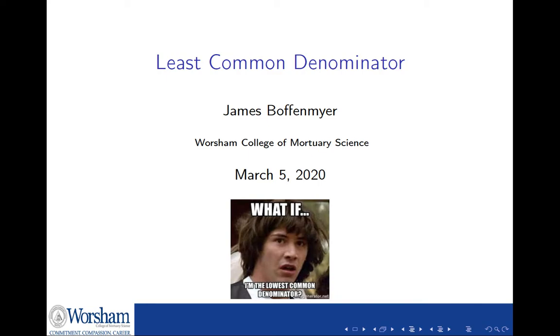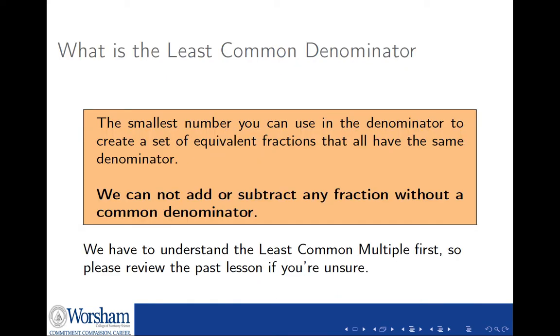So the least common denominator talks about the smallest number that you can use in the denominator to create a set of equivalent fractions that all have the same denominator. It's going to use the same principles that we talked about with the least common multiple. Remember, the bottom line for adding and subtracting or combining fractions using addition and subtraction is to have the same bottom numbers. We cannot add or subtract any fraction without a common denominator.